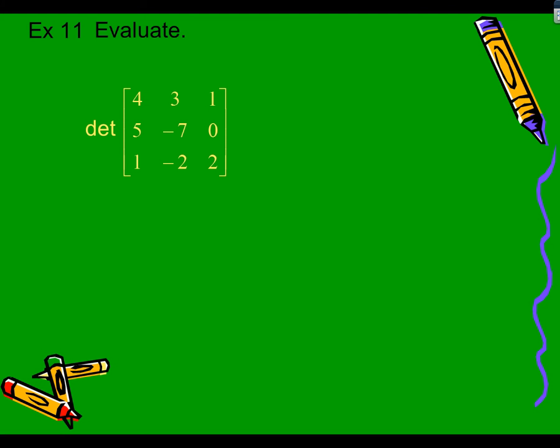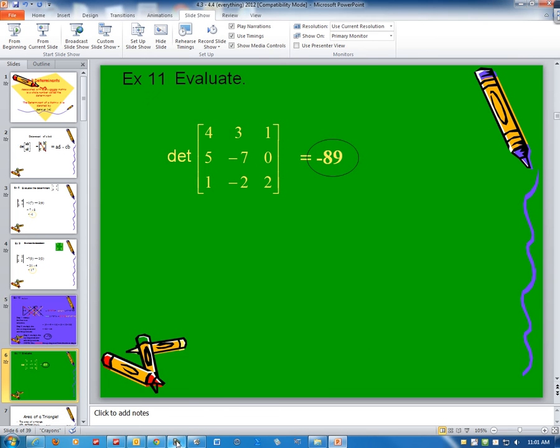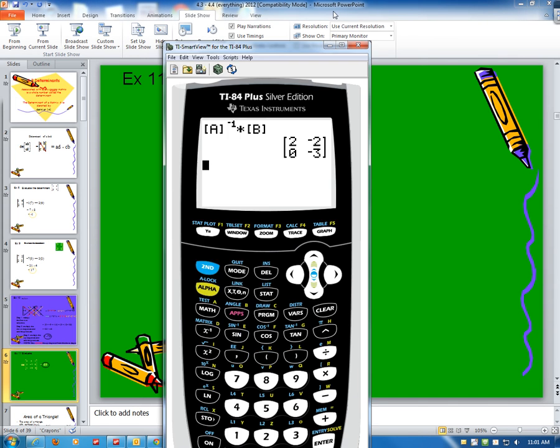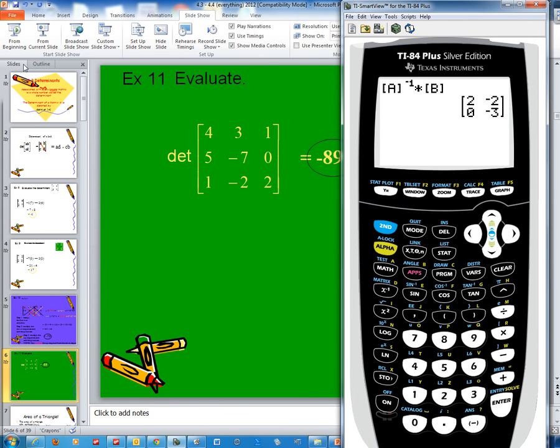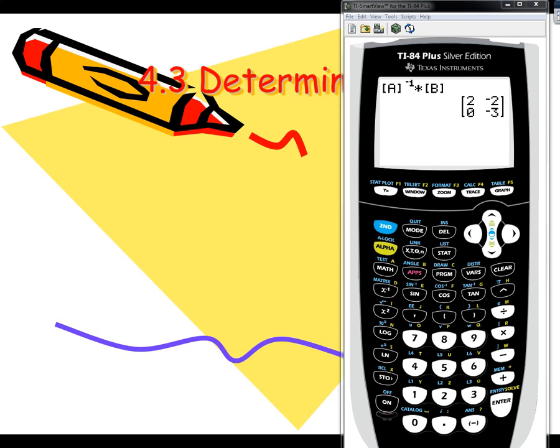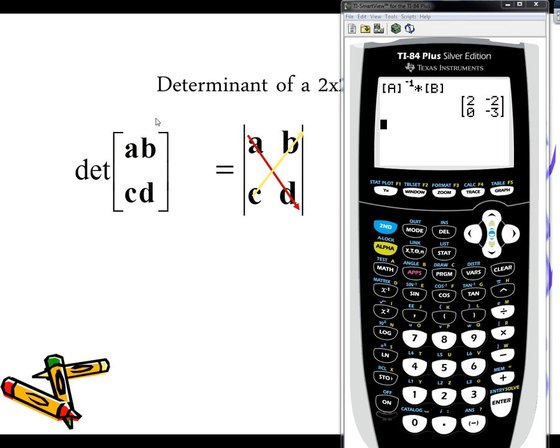Okay, so now I'm going to show you a shortcut, though. You can do this on your calculator very quickly and very easily. I'm going to show you how. No, we will not get to the lab today, so don't even think about it. It's really not that hard.